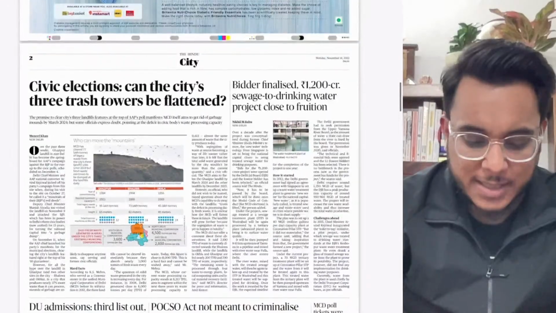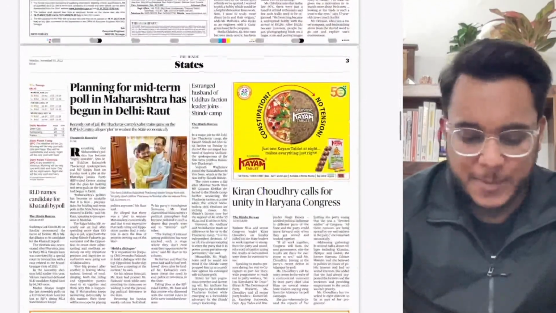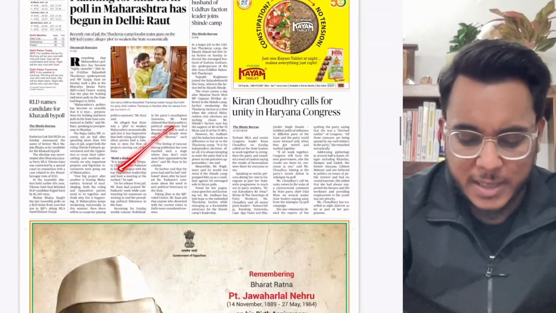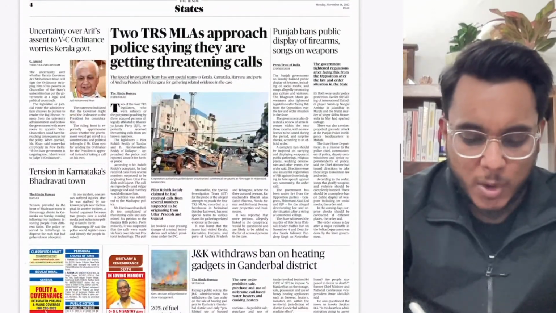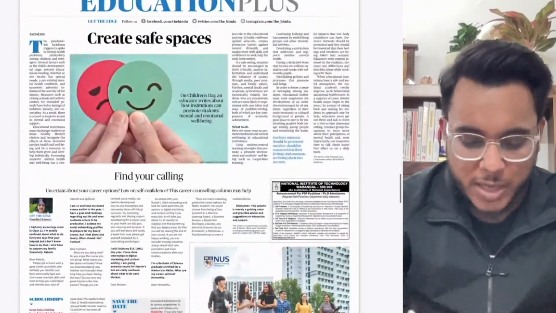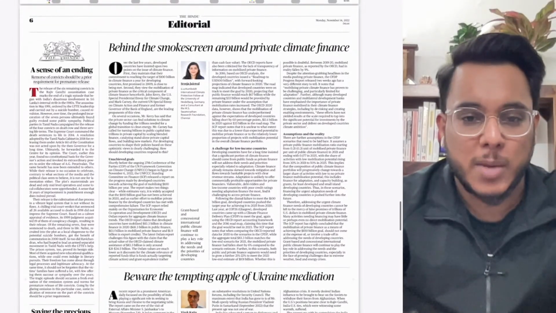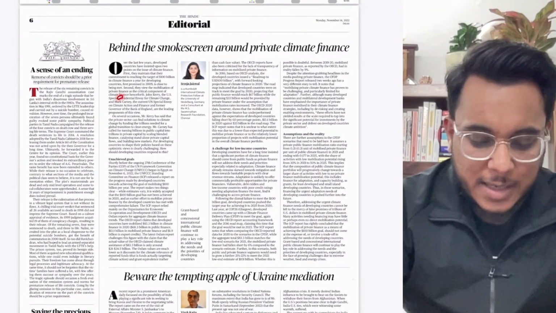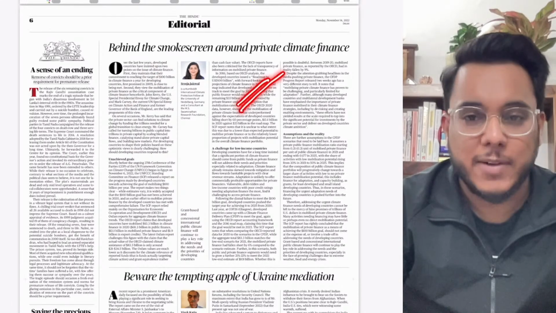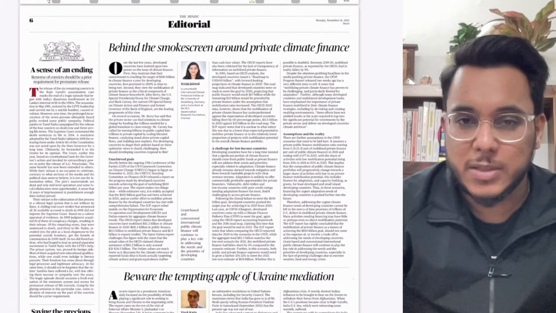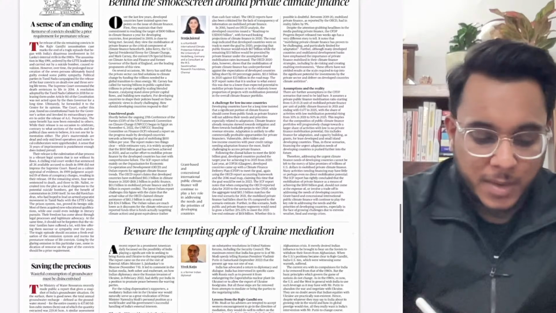Then moving on, in the city section, regional and political issues have been given. Not very important with respect to the examination, so we'll skip directly and reach the editorial page. On the editorial page, the first article, behind the smoke screen around private finance, we'll see this particular article with respect to the environment and ecology. A sense of ending.